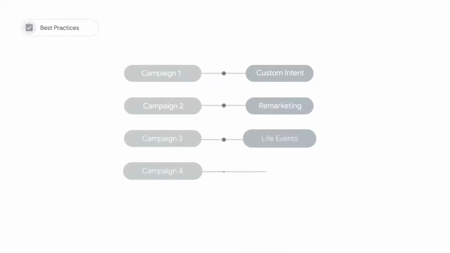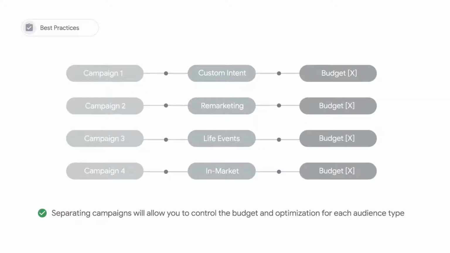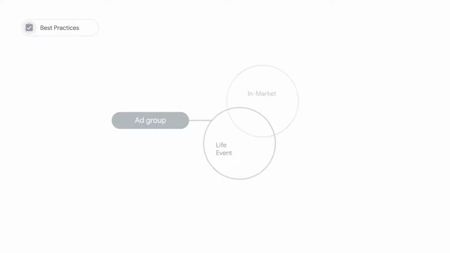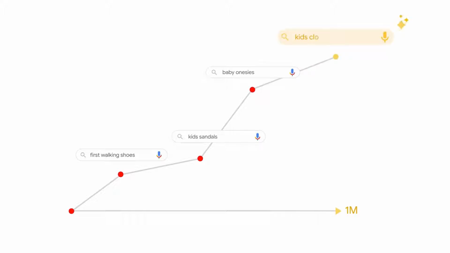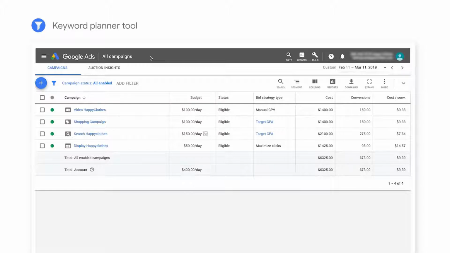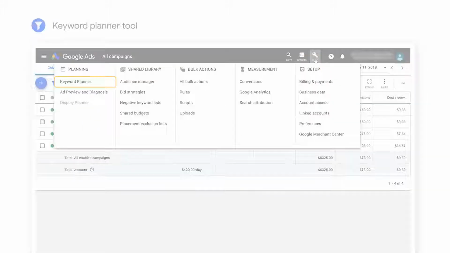It is best practice to use separate audience types in separate campaigns. Separating campaigns will allow you to control the budget and optimization for each audience type. Audience types should not be layered on top of one another, since it can limit traffic. Also note that custom intent campaigns require using keywords with a total volume that's larger than 1 million monthly queries. If you want insights on volume potential, you can use the Keyword Planner tool.